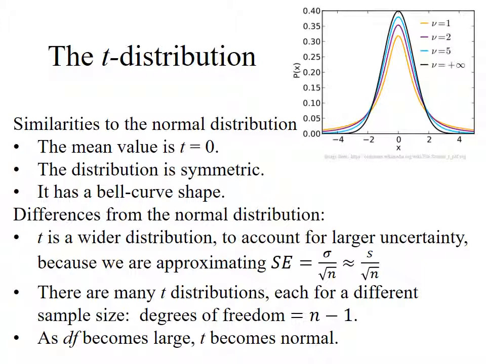So there's a lot of t-distributions out there. There are many t-distributions, one for each different sample size. And what we do is we measure this by computing our degrees of freedom, which in this case is sample size minus 1. So if I have a sample of size 40, then my degrees of freedom would be 39, n minus 1.